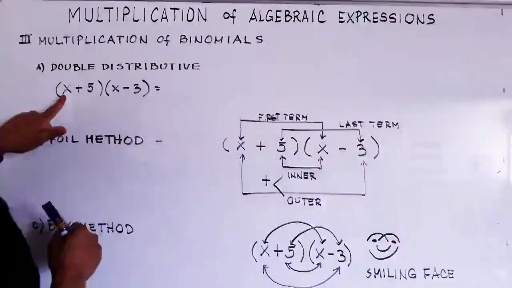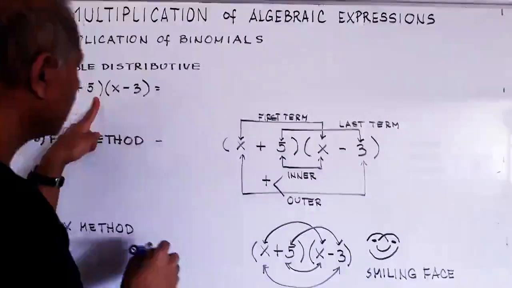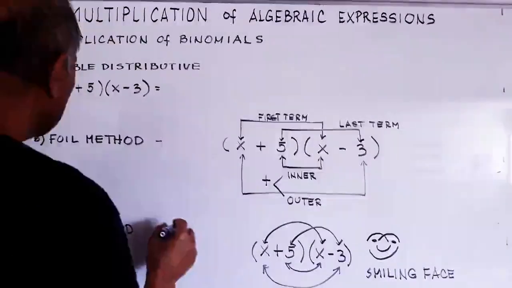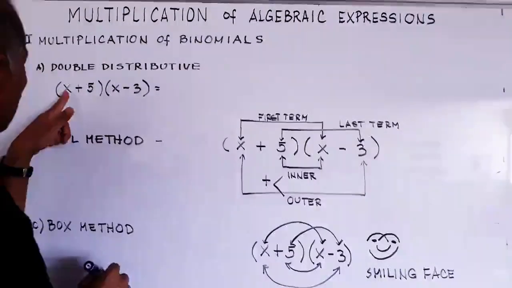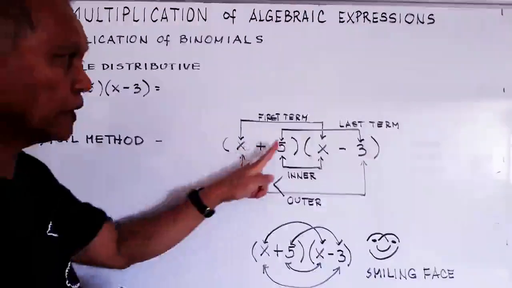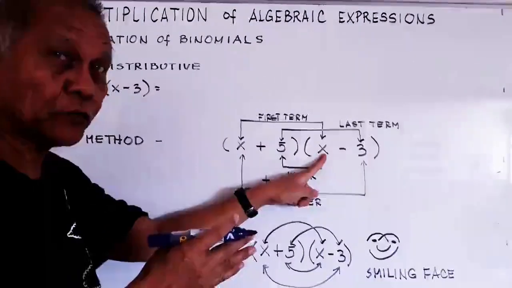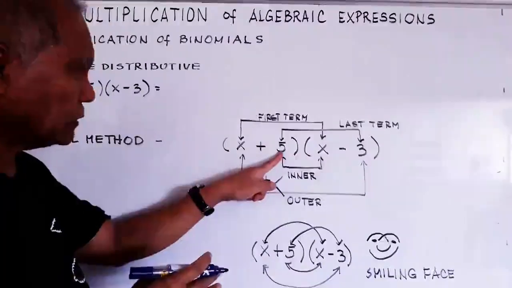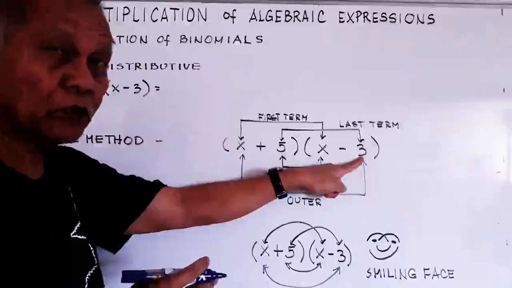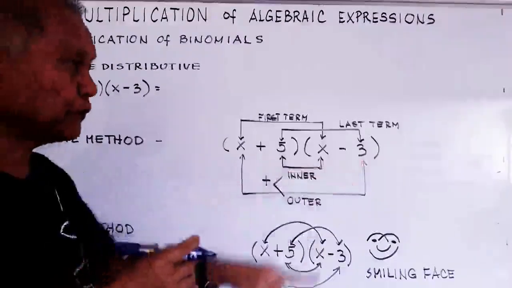So let's have this one. We have a binomial and a binomial, so we're multiplying only two binomials. We have this one called the first term, and there we have another first term. This one is the last term, and also on the second binomial, we have the last term.